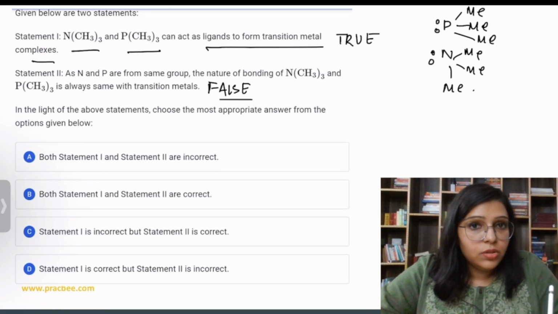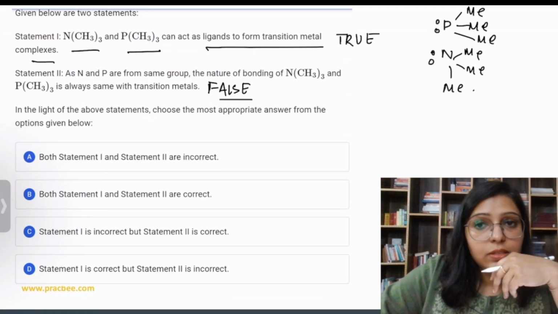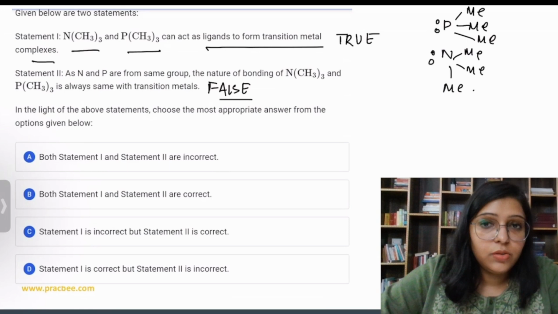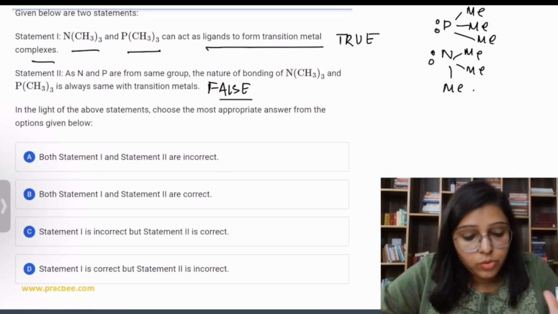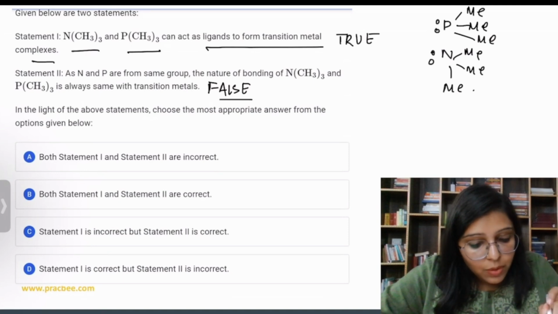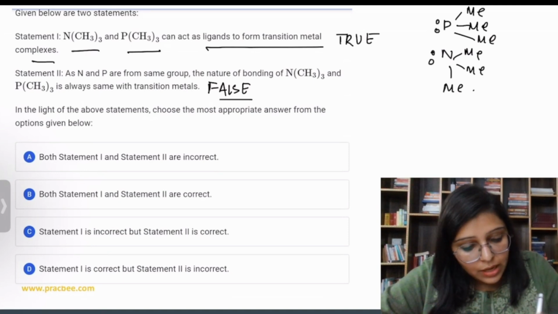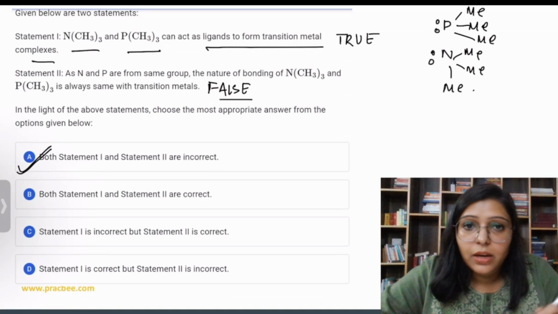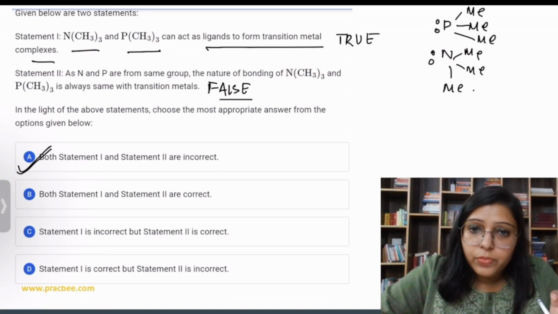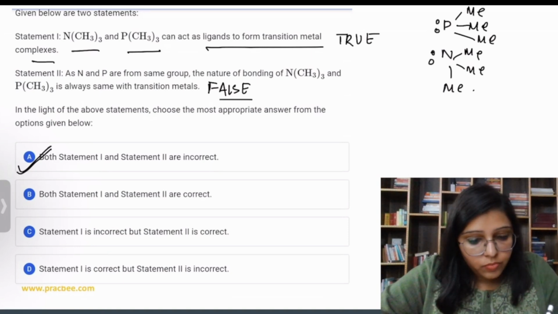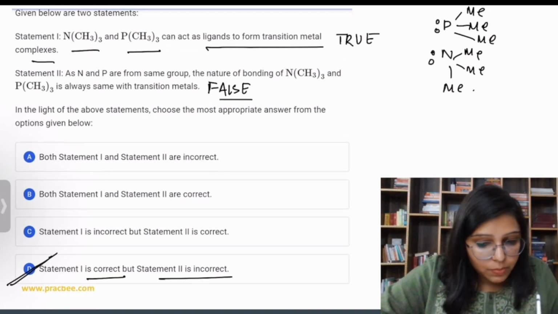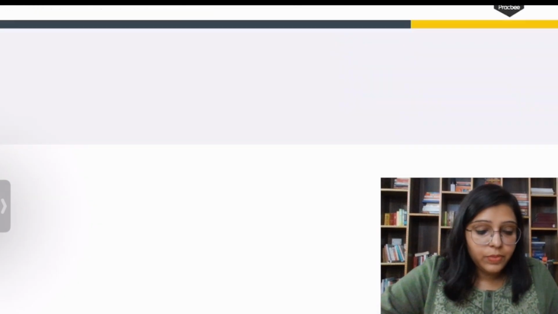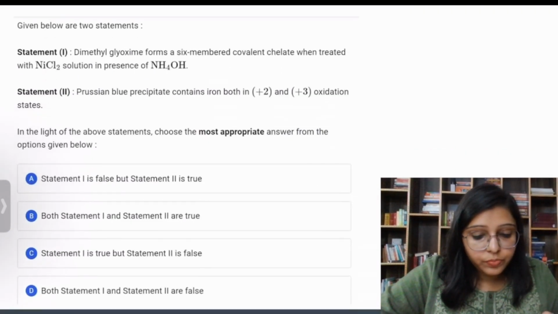As nitrogen is more electronegative in comparison to phosphorus, phosphorus can easily give its electron pair, right? So we cannot say the nature of bonding is going to be the same. That is going to be false. So statement 1 is correct, while statement 2 is incorrect. We can mark option number 4: statement 1 is correct, but statement 2 is incorrect. Okay. Now let's do the next question.